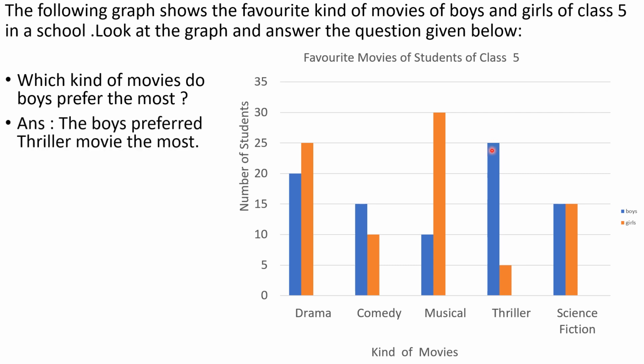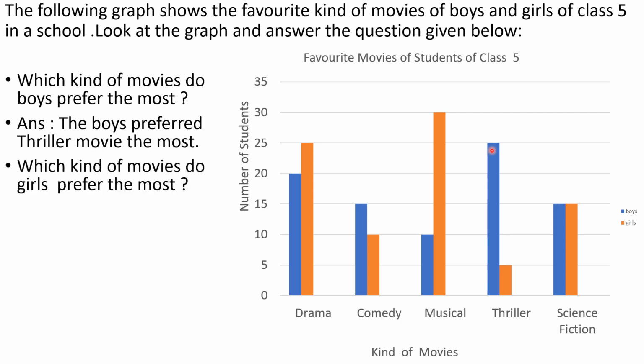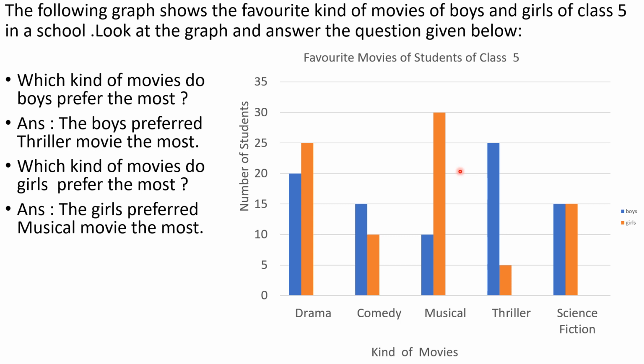It means the boys prefer thriller movies the most. Second question, which kind of movies do girls prefer the most? So see the height of the orange bar. It is the highest one. It means it is musical. So we can say the girls preferred musical movies the most.